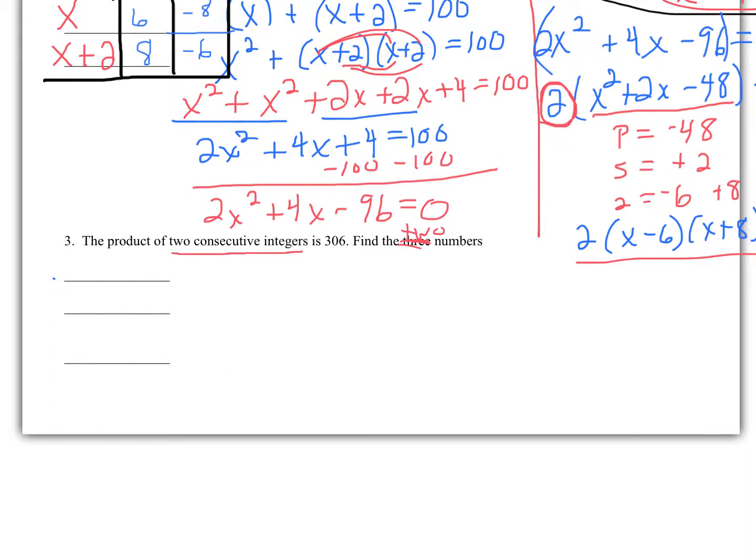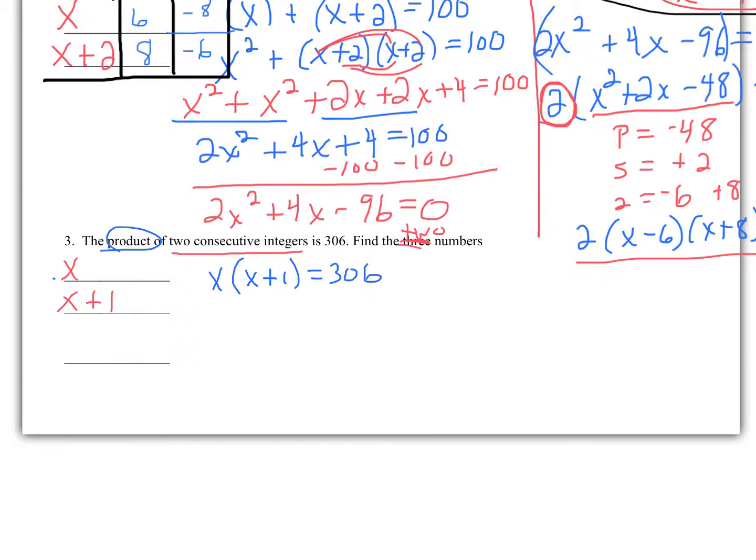Consecutive integers. Again, because they don't say even and because they don't say odd, this is a flat out non-specific problem. So our first thing is x, and the second one will be x plus 1. Okay, our non-specific integers. Now, then we have to figure out what the operations are going to be here. So again, this is the product of these two things. So that means we're going to multiply. So x times x plus 1 is equal to 306.